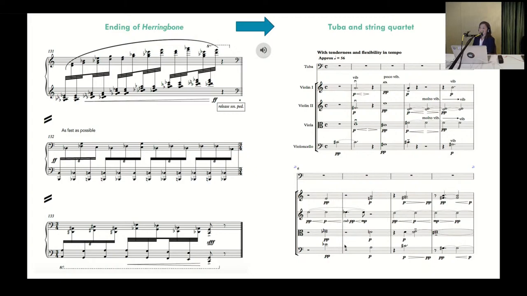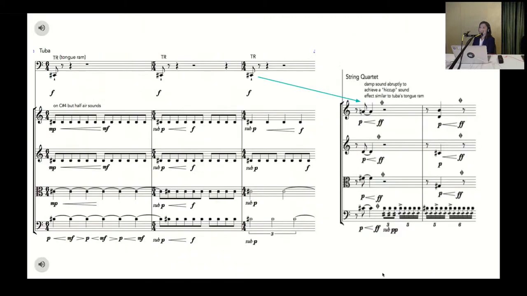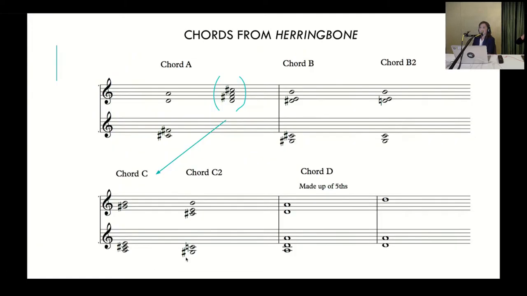So here it's a very slow work. And very simple, as you can see those chords. And it's just what's happening with the tuba. This sound, I'll play that for you later on. But these are the chords from Herringbone. I've picked a few of them. And throughout the piece, you will hear the chords.